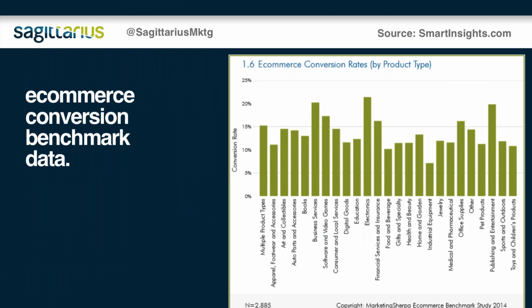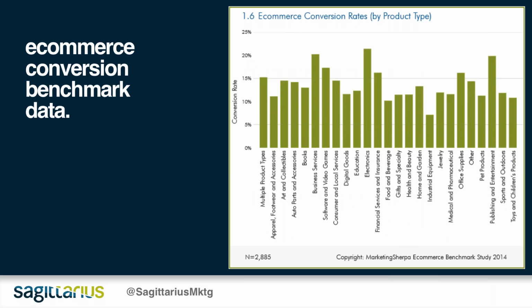So if we look at e-commerce conversion benchmark data, and this is pulled from 2014 because it's actually quite difficult to get your hands on this type of information, you can see that, generalized, there are some niche product groups that have higher conversion rates, so electronics and computer software, for example.